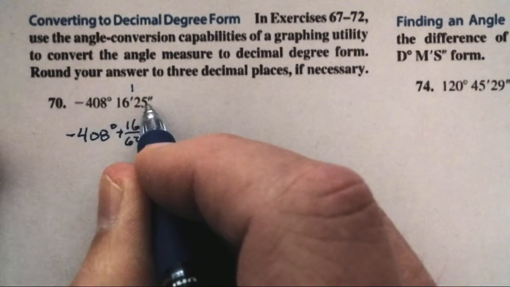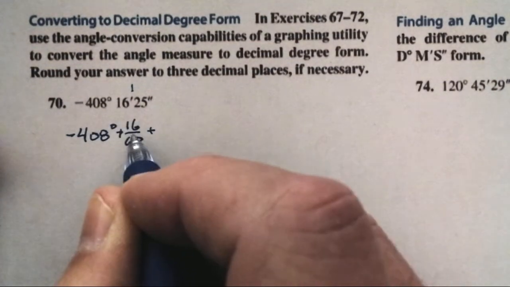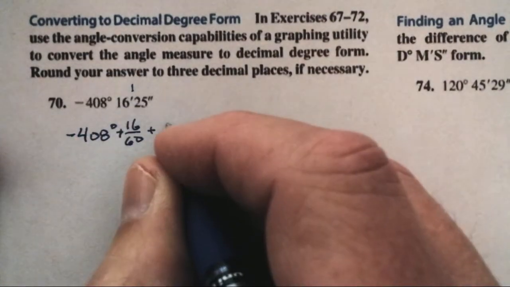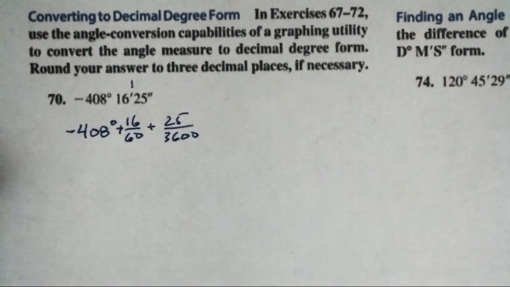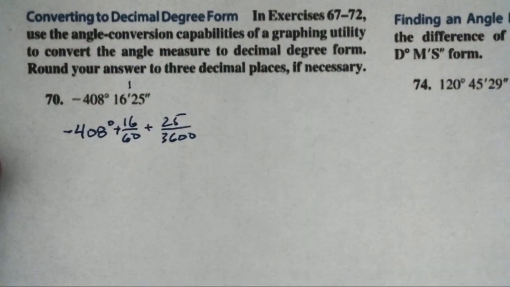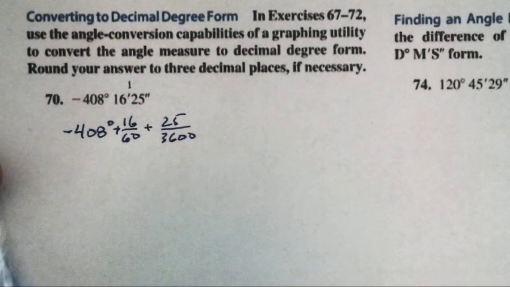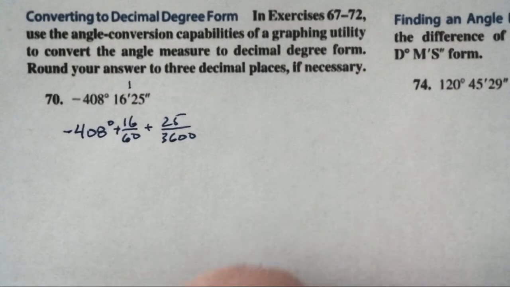And this is seconds, and how many seconds are in a full hour? It's 3,600. There's 60 seconds in a minute, 60 minutes in a degree. So this would be plus 25 on 3,600. And then we can go ahead and get that on calculator. I'm going to do that real quickly. Negative 408 plus 16 divided by 60 plus 25 divided by 3,600. And I get, I needed that to be minus, just a second. Quick entry error there. Delete and enter.